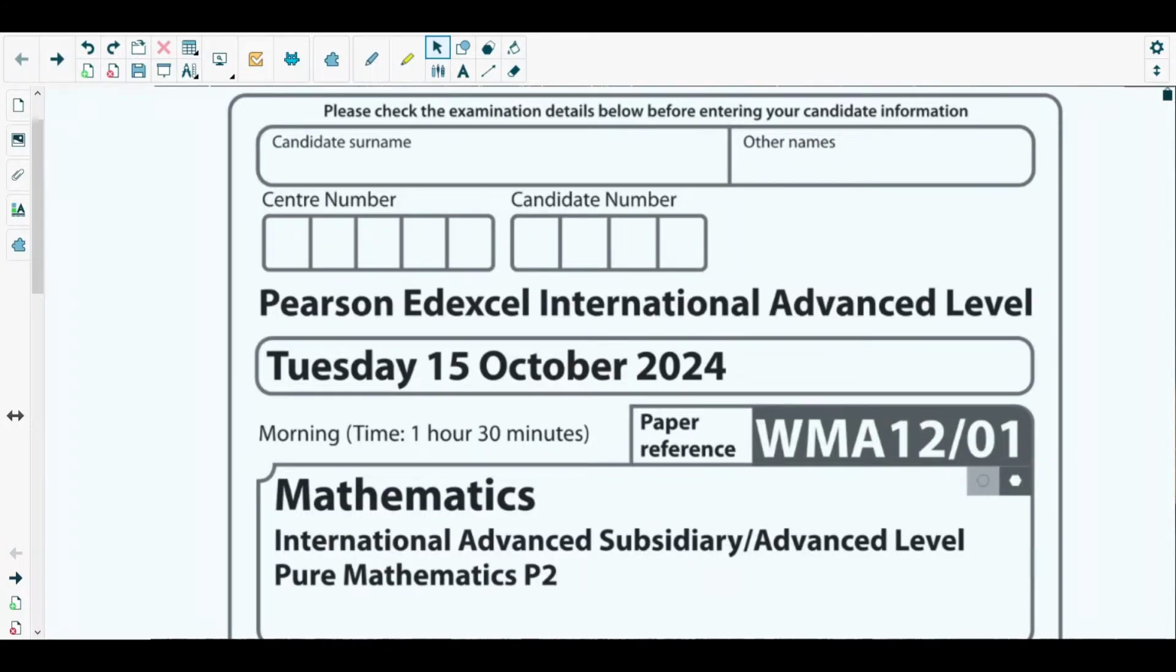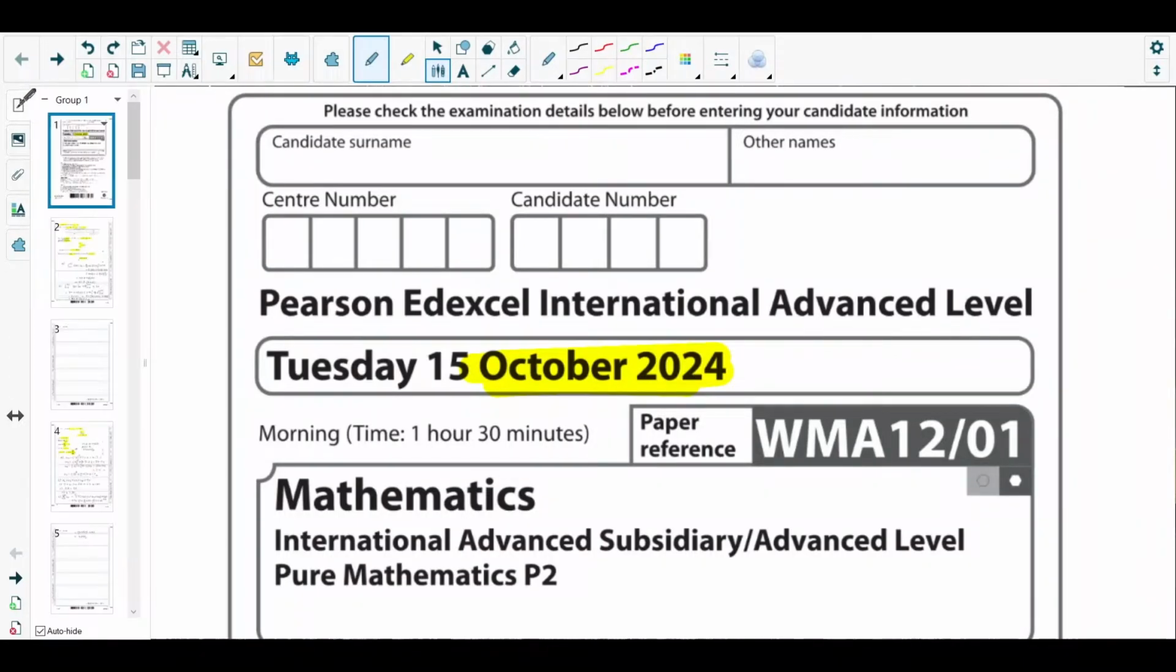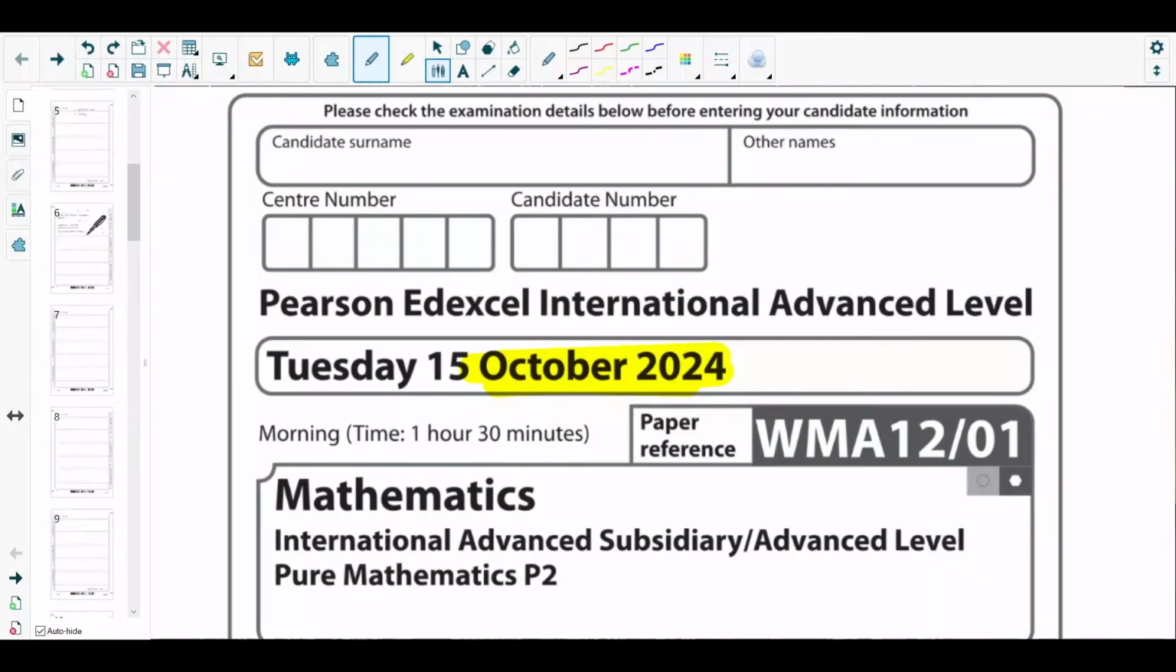In this video, we will be solving the third question of the October 2024 Pure Mathematics 2 paper. We are solving the most recent past paper of Pure Mathematics 2, that is the October 2024 P2 paper. So let's see what the third question of this recent paper is about.